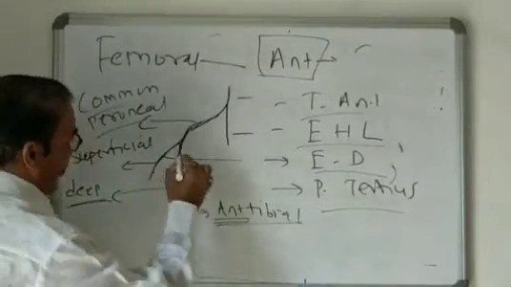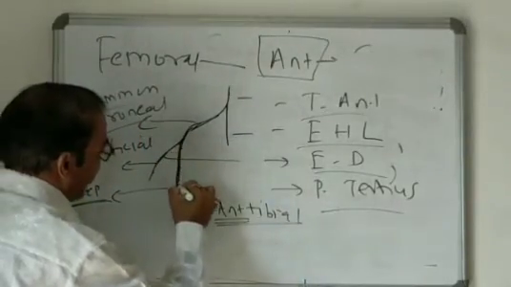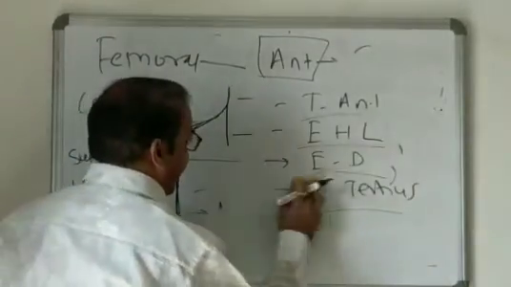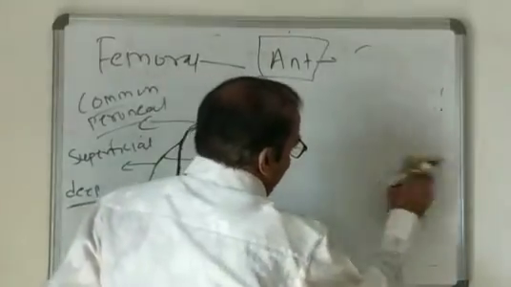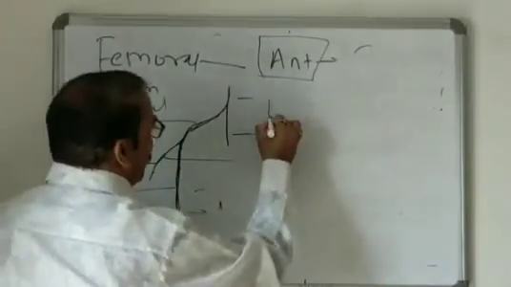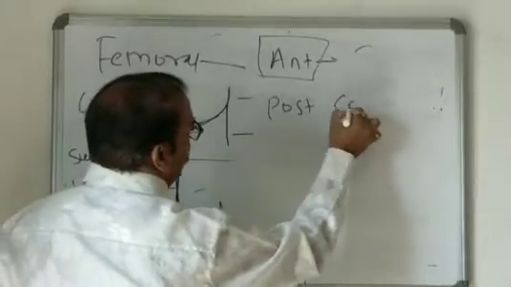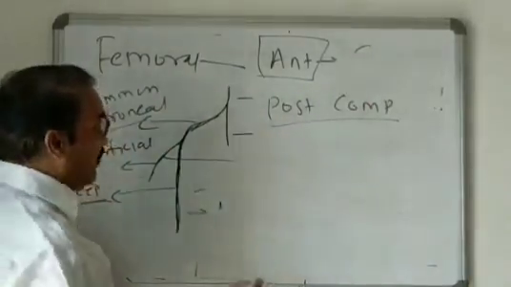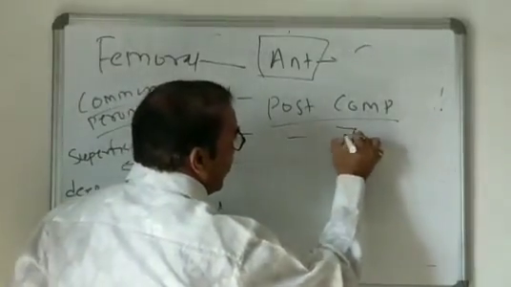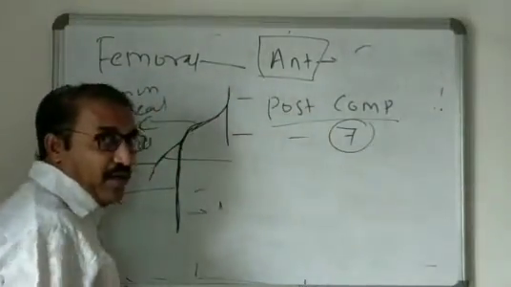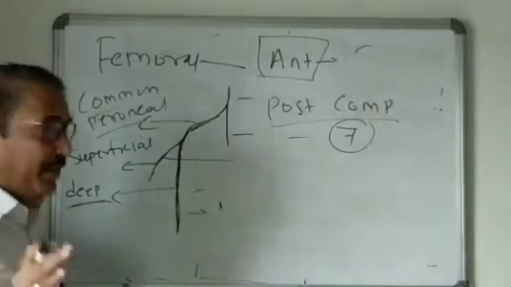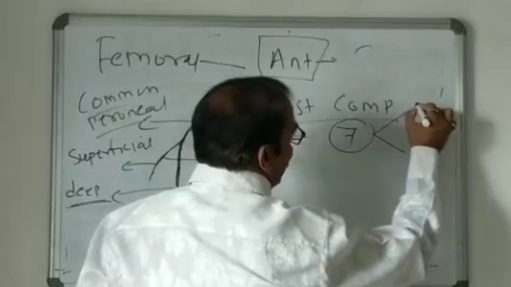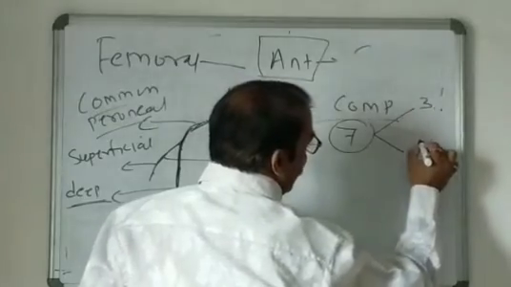Then the tibial nerve, a terminal branch of the sciatic nerve, supplies the posterior compartment of the leg. Here, a total of 7 muscles are present, all supplied by the tibial nerve, remember. The 7 muscles are further divided into two groups: the superficial group with 3 muscles and the deep group with 4 muscles.